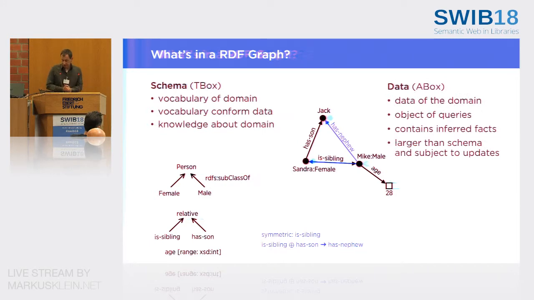So to sum up a little bit, in my understanding, an RDF graph consists of two parts: a schema part and a data part. The data part is the data of your domain. It is the object of the queries you currently do. It may contain inferred facts. Hopefully it does. And it's typically larger than the schema and more subject to updates than the schema.